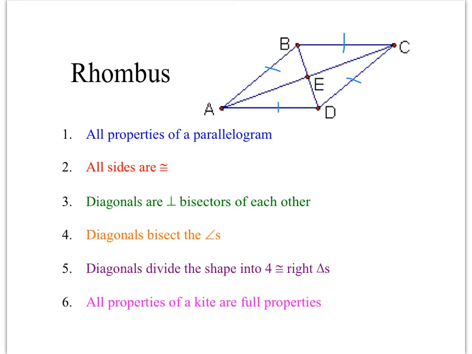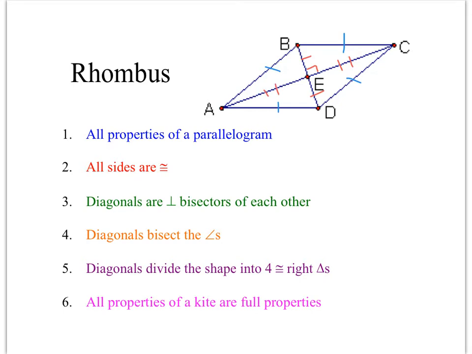Number 3, the diagonals are perpendicular bisectors of each other. So in other words, this diagonal, let me go back to my pointer, this diagonal right here bisects perpendicularly this diagonal. So these 2 diagonals are the perpendicular bisectors of each other, which means now that this is a right angle, and this is congruent to that, and this is congruent to that.